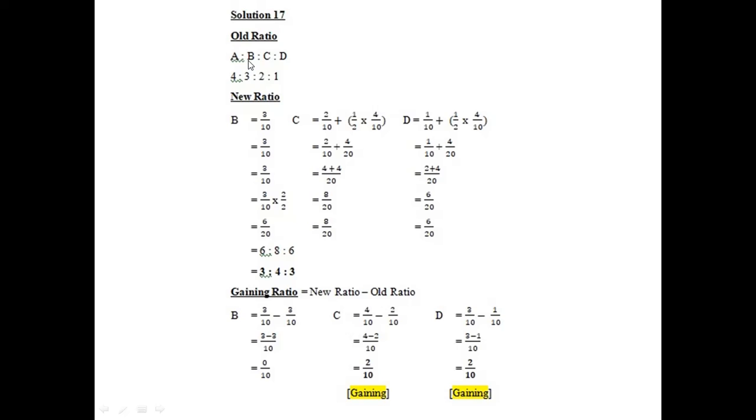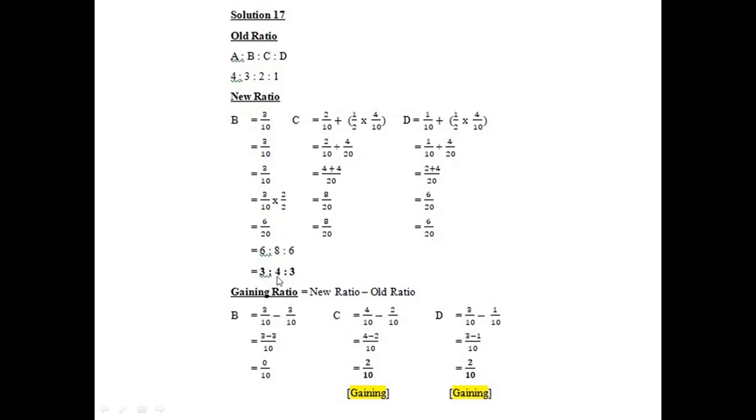The profit sharing ratio that is already there has been continued. For B, 3 by 10 is continued, for C 2 by 10 is continued, for D 1 by 10 is continued, but only this adjustment is there, 1 by 2 into 4 by 10 and 1 by 2 into 4 by 10 for C and D. B has nothing to do with that. So after doing all this calculation, you get the new ratio as 3 is to 4 is to 3.